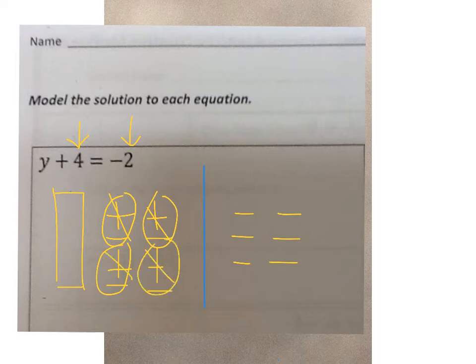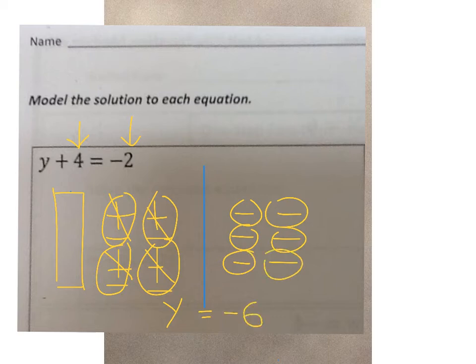That leaves me with my y tile. On the right-hand side, there are no 0 pairs, so we just add each one of these negatives. So that's 1, 2, 3, 4, 5, 6. That's negative 6. So our solution is that y equals negative 6. And this makes sense if we substitute y with negative 6. So instead of writing y, we're going to write negative 6 plus 4 equals negative 2.